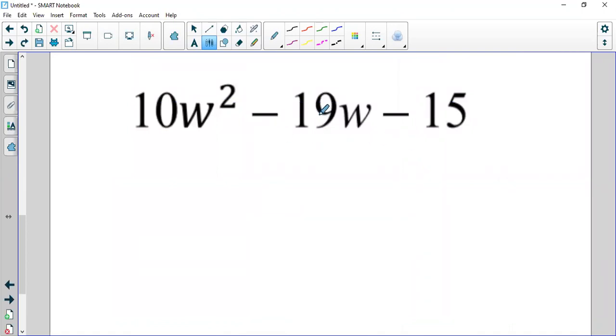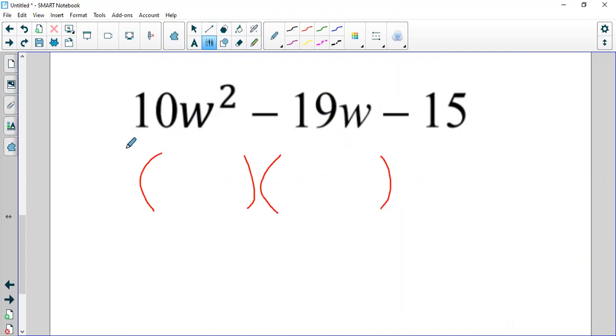10w squared minus 19w minus 15. Well, if I multiply the a times the c, I get 150. Not terrible. It's not as bad as 420 was, but still, 150. I need factors to subtract. They make 19. Probably not going to bother with that.